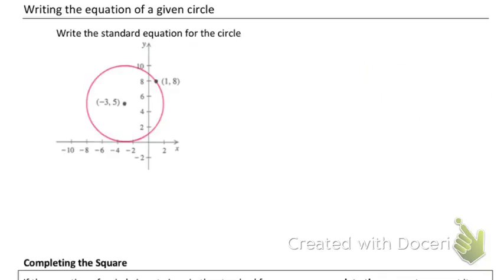Okay, good. All right. Now we're going to step it up a bit. It says write the standard equation for this circle. Remember, standard form of a circle is r squared equals (x minus h) squared plus (y minus k) squared. Well, h and k are pretty easy because they already gave us our center value. So if we just look at that center value, that -3 is going to be my h. That 5 is going to be my k.